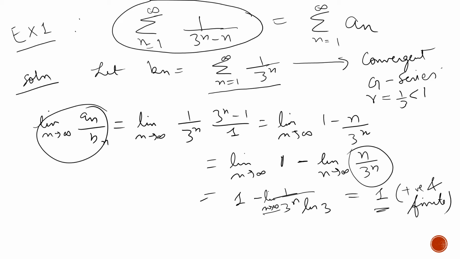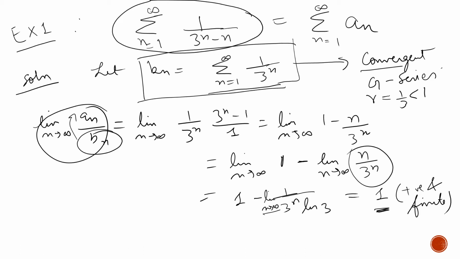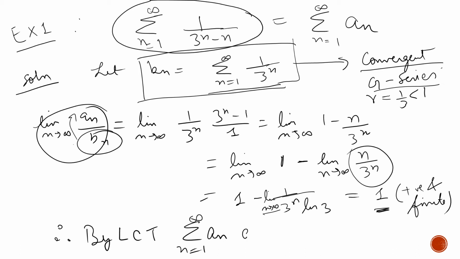So what can you say by using the limit comparison test? Whatever will be the nature of bn will be the nature of an. We already know that we have chosen this bn, which is a convergent geometric series. So by the limit comparison test, our an will also converge. Therefore I write, by the limit comparison test, summation of an also converges.